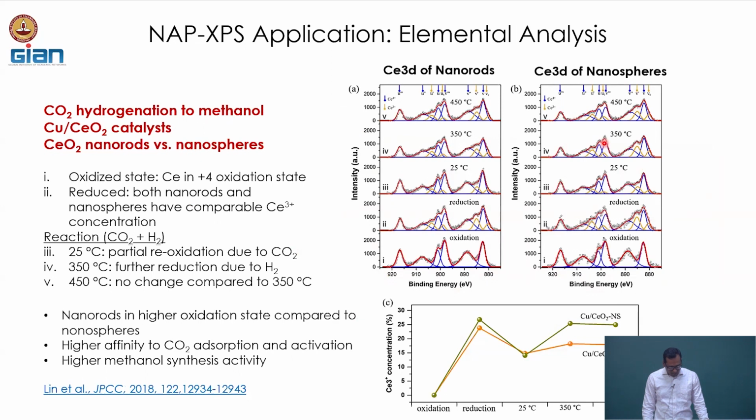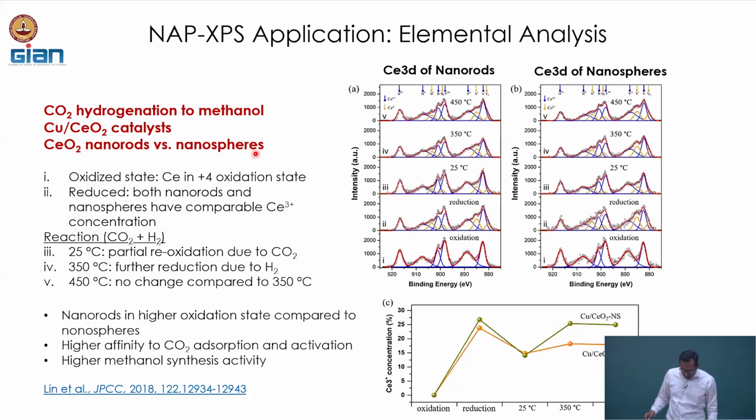So this is another example on CO2 hydrogenation to methanol, but here we have a different catalyst. Instead of cerium being deposited on copper oxide, now we have copper on cerium oxide, and the cerium oxide has two different structures. One is a nanorod, another is a nanosphere, and fixed bed experiments at high pressure, high temperature methanol synthesis conditions show that one of these is more active than the other, and we are trying to figure out from XPS what could be the possible reason for higher activity for one over the other.